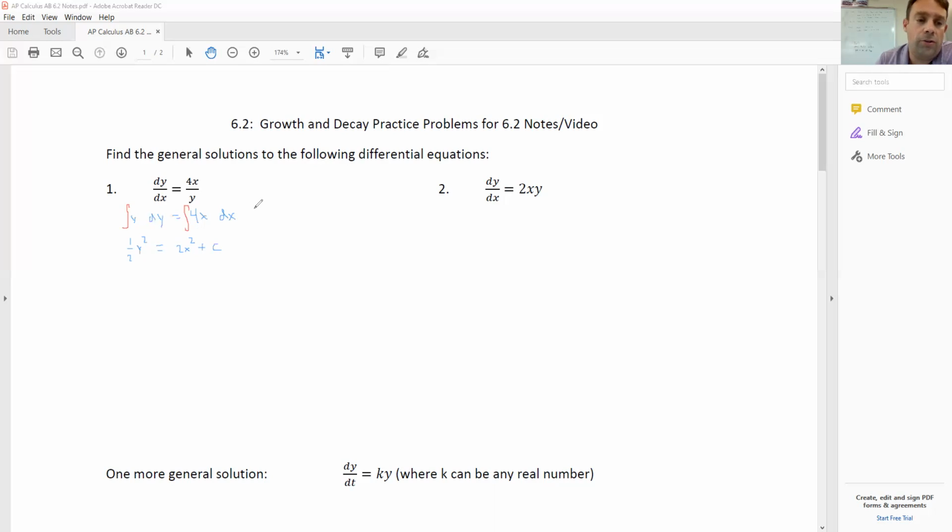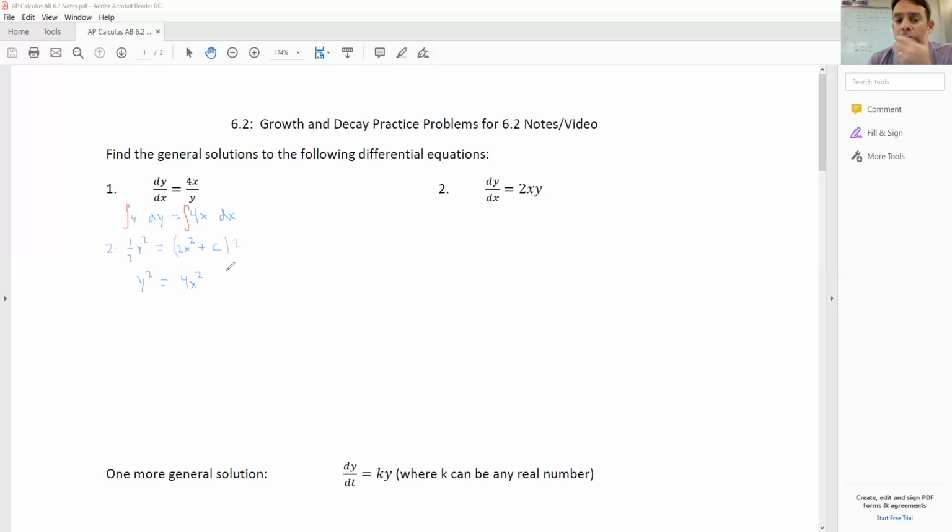Now the goal here on these differential equations is, if we can, we want to get y by itself. Now you can't always, but if we can, we want to get y by itself. So in order to do that, I'm going to multiply this by 2, and then I'm going to multiply this entire other side by 2. Now, we have y squared on this side. So we have 2 times 2x squared. Well, that'd be 4x squared.